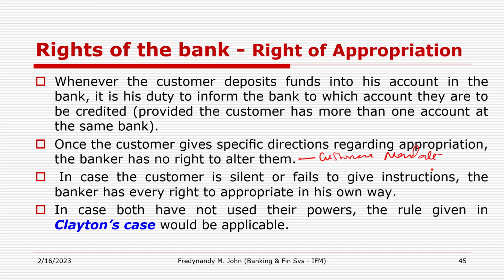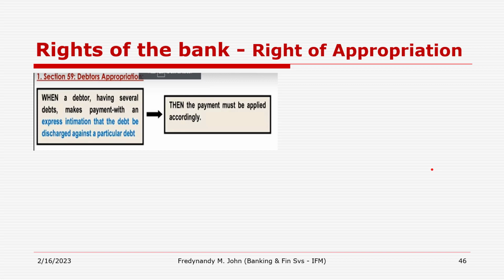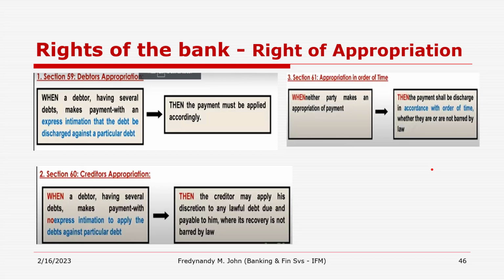Now, what happens if both the banker and the customer are silent? If both banker and customer do not appropriate, then the rules in Clayton's case will be applied in such a scenario. Now, think of the following. We have a customer here, and I want you to understand one thing. In most cases, appropriation is attached to the current account. Okay? It's more applicable to the current account.